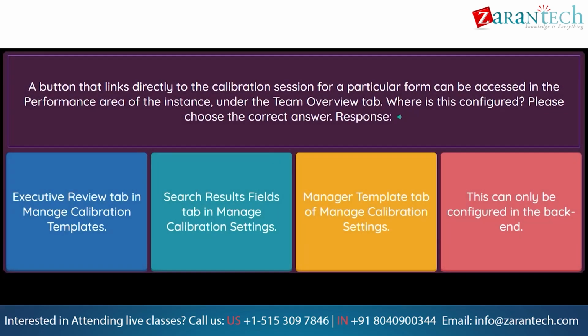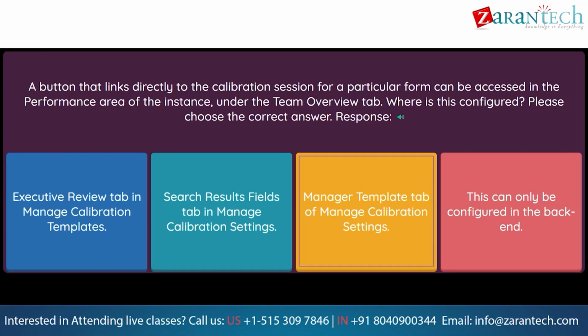Question: a button that links directly to the calibration session for a particular form can be accessed in the Performance area of the instance, under the Team Overview tab. Where is this configured? Please choose the correct answer. Response: Option 1, Executive Review tab in Manage Calibration Templates. Option 2, Search Results Fields tab in Manage Calibration Settings. Option 3, Manager Template tab of Manage Calibration Settings. Option 4, this can only be configured in the back end.